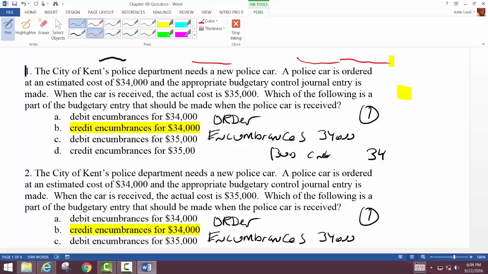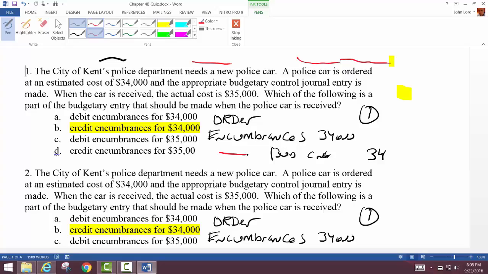The City of Kent's Police Department needs a new police car. The police car is ordered at an estimated cost of $34,000. So what happens when we order the goods? We debit the encumbrance and we credit the budgetary control for $34,000.